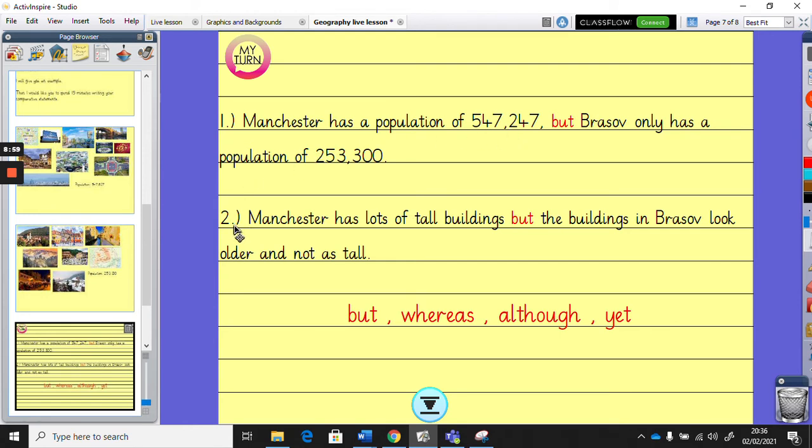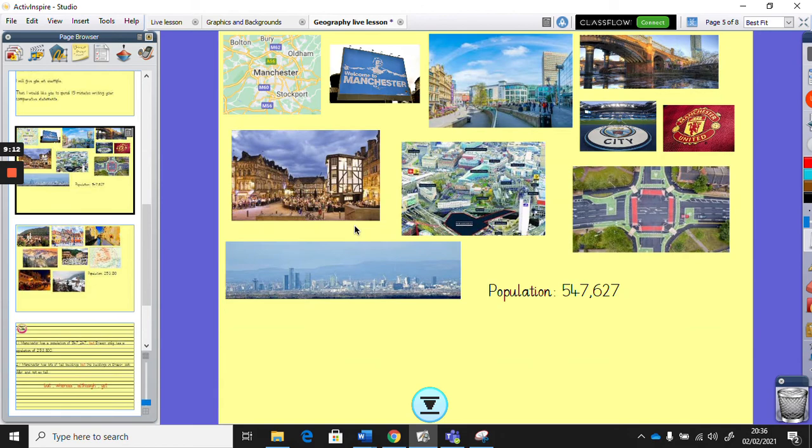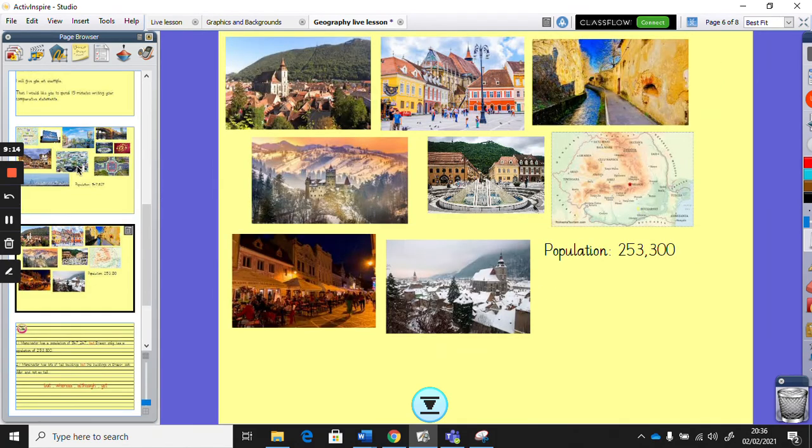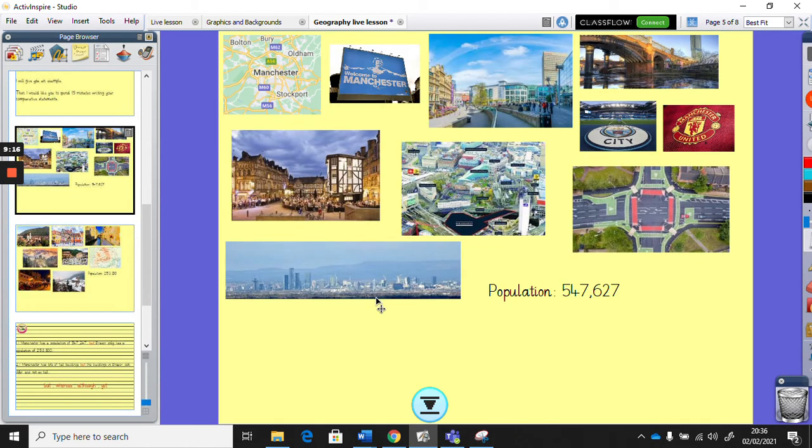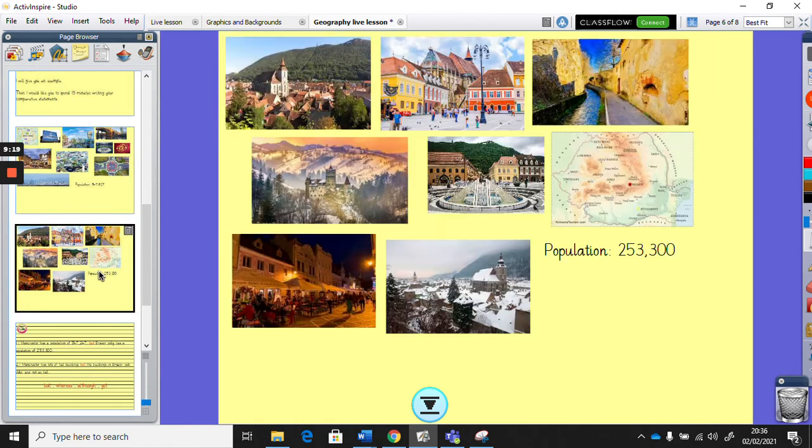My second comparative statement: Manchester has lots of tall buildings, but the buildings in Brasov look older and not as tall. So this is just from you looking at the pictures, I've deduced that the buildings in Manchester are really tall and they also look quite modern, whereas the buildings here look a lot shorter and they look a lot older.